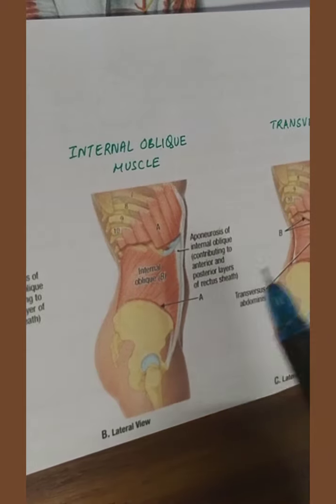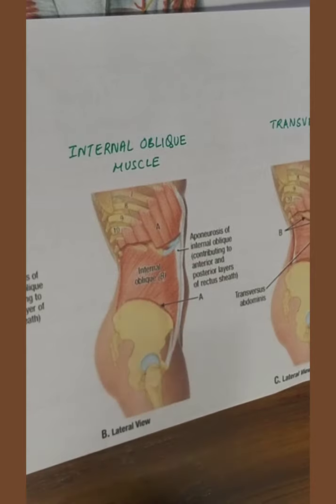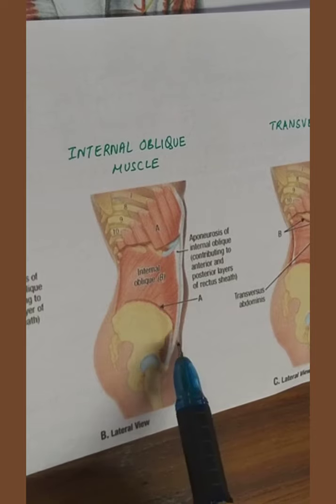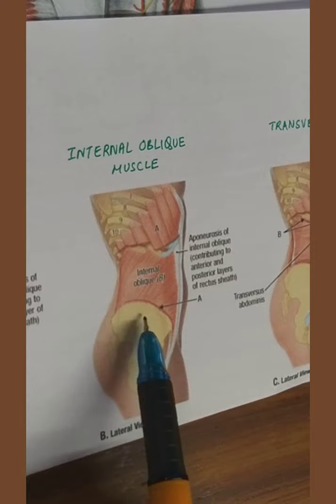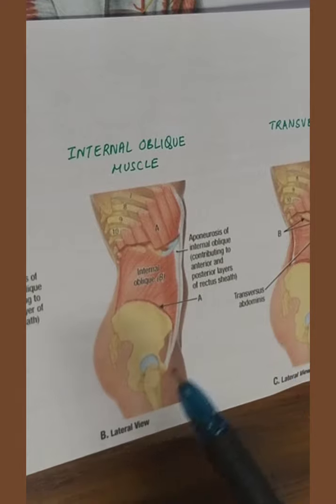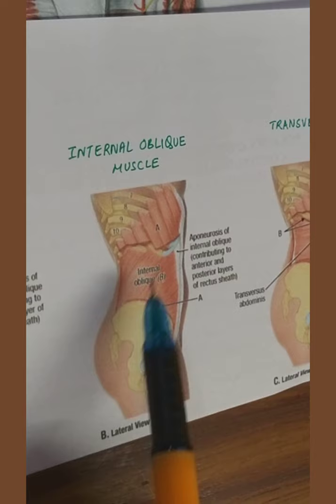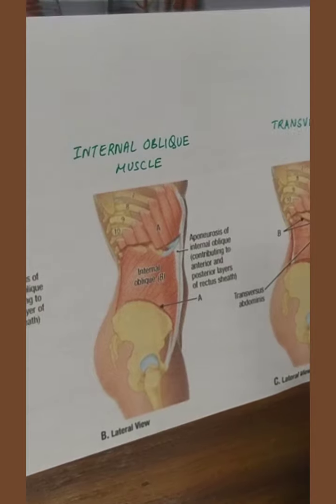So origin is from the lateral two-third of the upper surface of the inguinal ligament, and from the intermediate lip of the ventral segment of the iliac crest, and from the fusion of the anterior and middle layers of the thoracolumbar fascia. Okay. So these are the main three origins of the internal oblique muscle. Now how are they inserted?